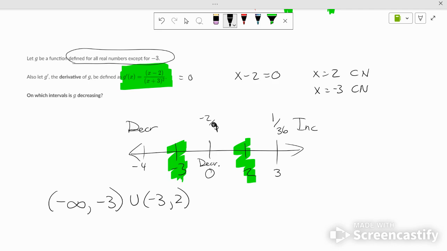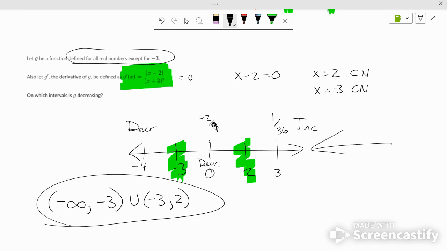Because at 2, what is our first derivative? 0, so it's actually horizontal. Our slope is not decreasing or increasing. It hits a min there, so it's not decreasing at that point. Up to that point, but not there. That's where it's decreasing. Okay?